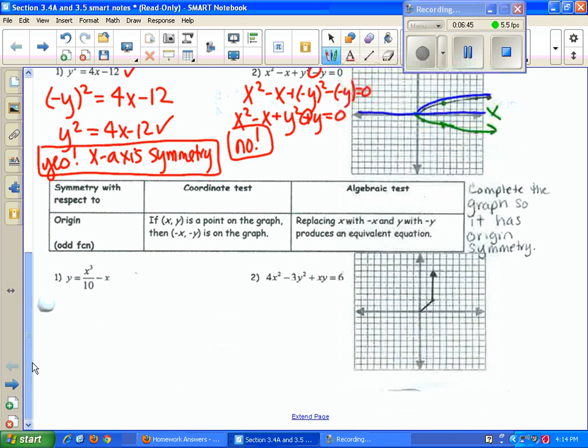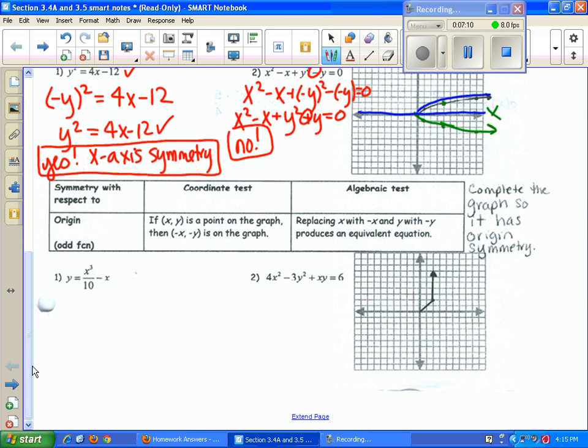The next test that we're going to talk about is symmetry with respect to the origin, and origin functions are odd. The coordinate test is if x, y is a point on the graph, then you have to have negative x, negative y in the graph, so you'd have to have both. The algebraic test is now we're going to replace x with negative x and y with negative y. If we get an equivalent equation, then we know it has origin symmetry.